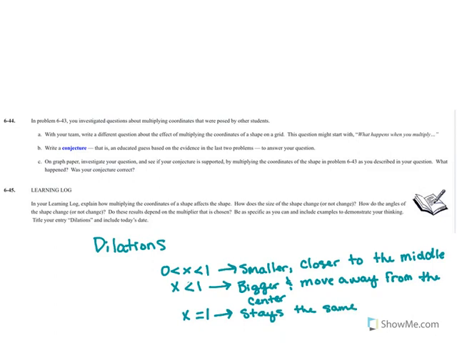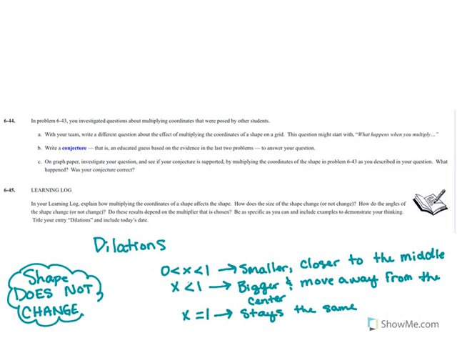How does the size or the shape change? The shape does not change. Do the angles change? Angles do not change.